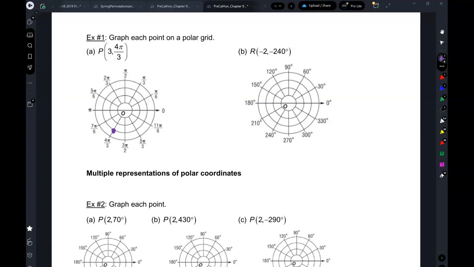So here's what you do. You start from 0, you rotate to 4 pi over 3. Now you're here. And now from the pole, you go out 1, 2, 3. If it was negative, it would be on the pi over 3 line. You would go 1, 2, 3 this way. If it was negative, you would go here.